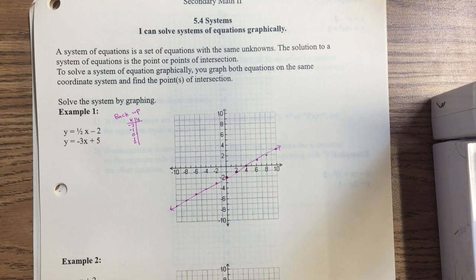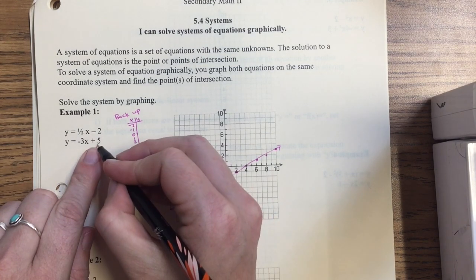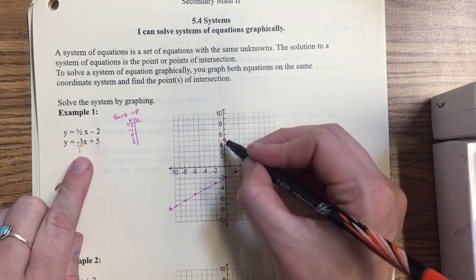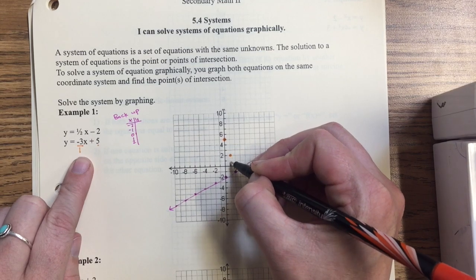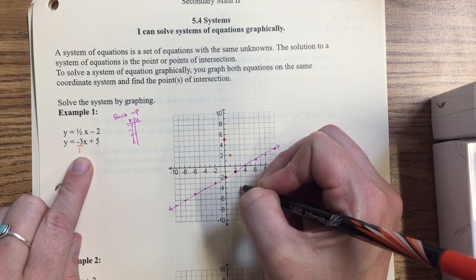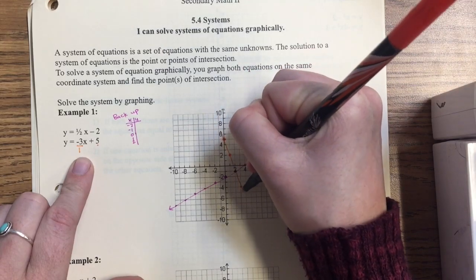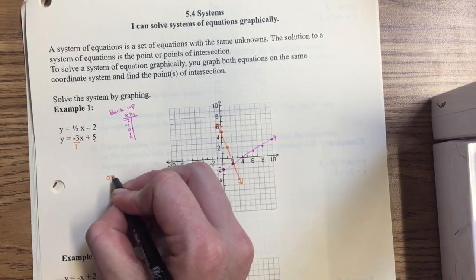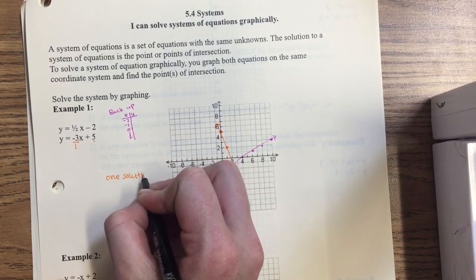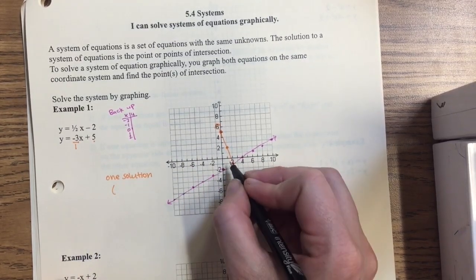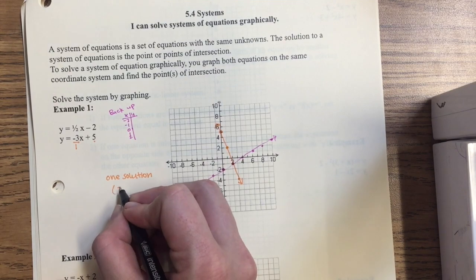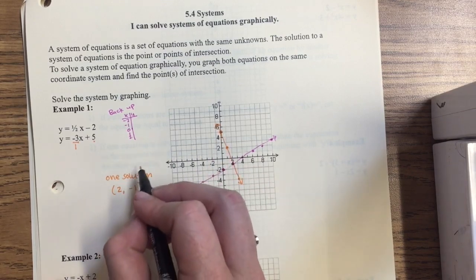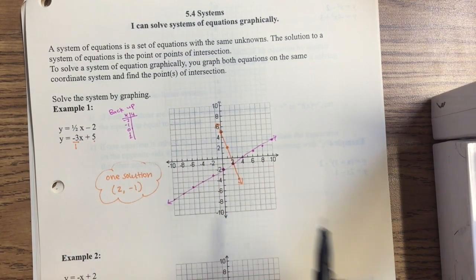For the second equation of the line, I start at +5. Then I go down 3 over 1. There's my line, which means I have one solution, and it is at the point x is 2, and then down 1 for my intersection. That's what my solution would be.